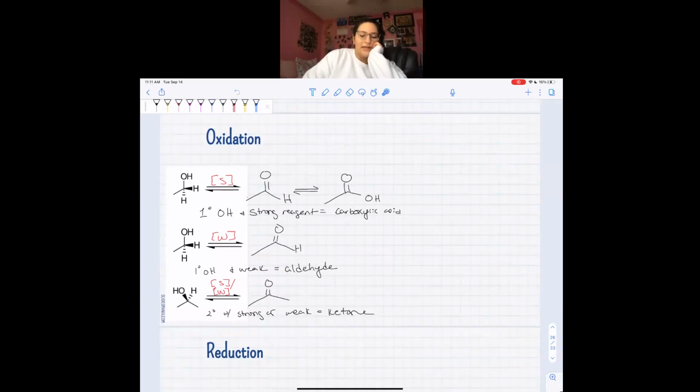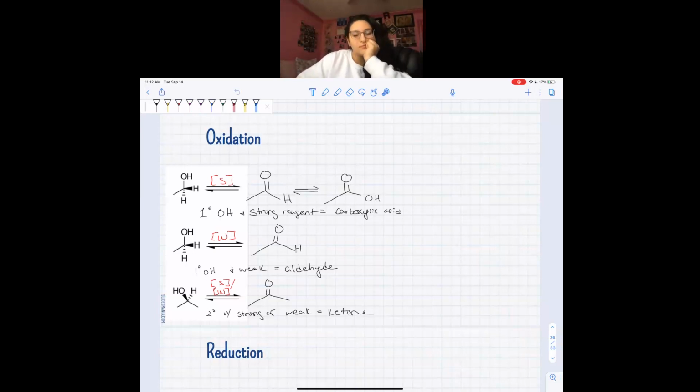If we have a primary alcohol with a strong reagent, we're going to make a carboxylic acid because we have 2 hydrogens that we can replace. If we have a primary alcohol with a weak reagent, we can only go as far as the aldehyde. And no matter what kind of reagent we have, if we have a secondary alcohol, you have to make a ketone. Any questions on oxidation? It's pretty straightforward.